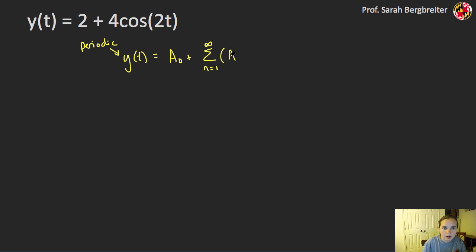So I'm going to write a sub n's for my cosine n omega naught t's, and omega naught, remember, is our fundamental frequency, plus b sub n sine of n omega naught t. And so any n greater than 1 will basically be giving me harmonics of that fundamental frequency.